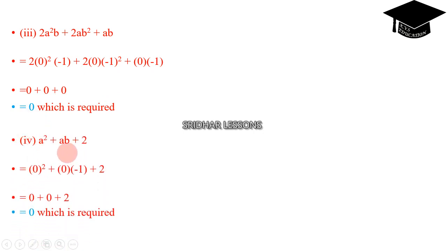Question number 4. A square plus ab plus 2. Putting the value a is equal to 0, 0 whole square plus 0 into minus 1, b is equal to minus 1, plus 2. So 0 square means 0, 0 into something is 0 plus 2. Okay, so here this is plus 2 is the answer. Here it is a typing mistake, it is not 0, plus 2 is the answer.